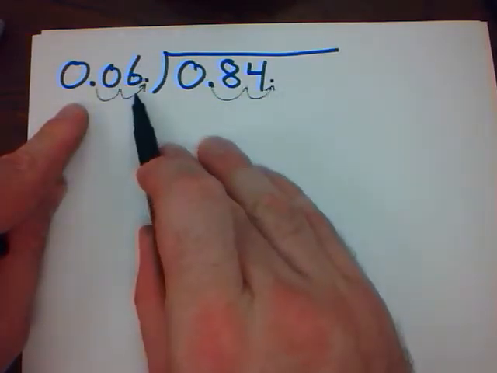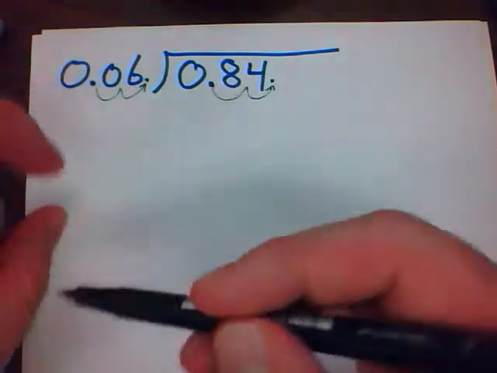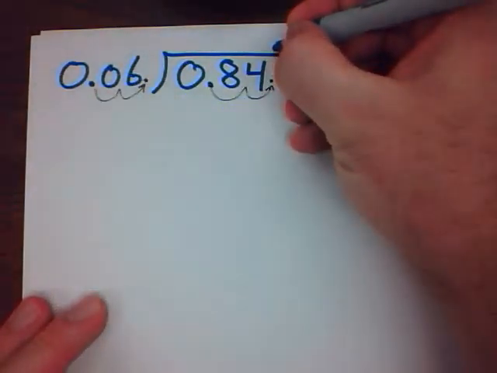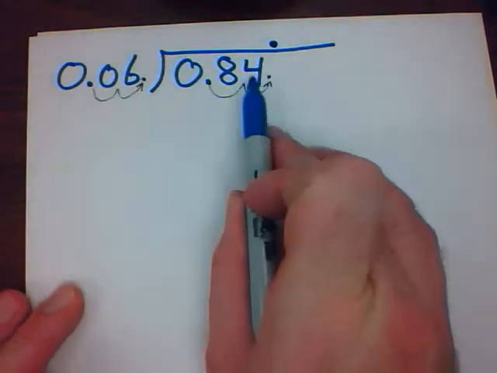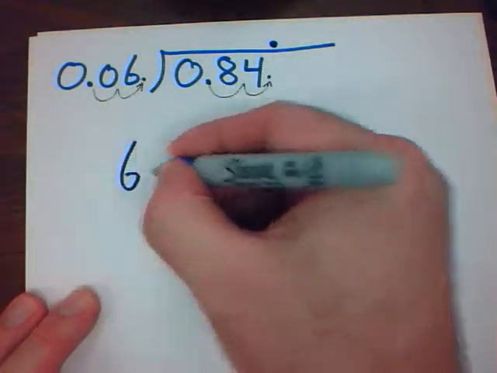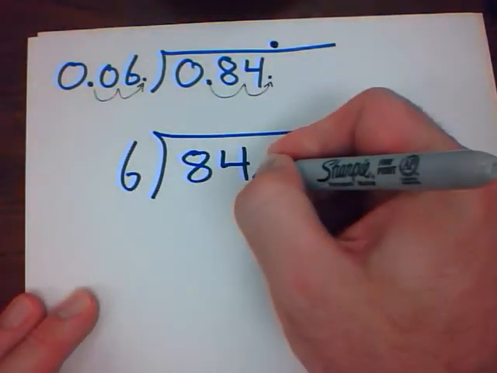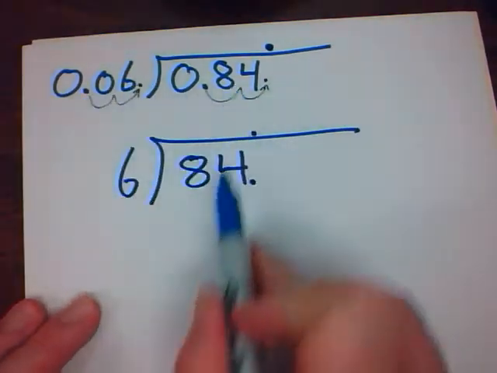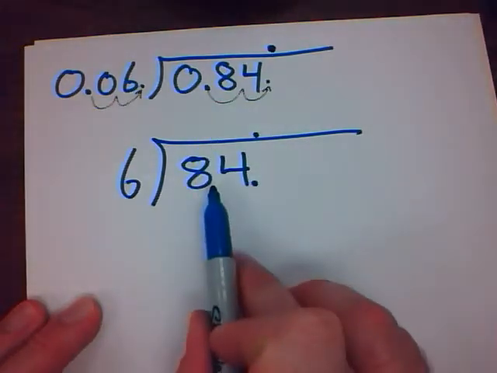I've moved it 2 spaces here. I'm going to move it 2 spaces here. No more, no less. Exactly the same. So, my new decimal has been moved, and it is now here. This question is now actually 6 into 84, and my decimal sitting here. That's what this question has become. It's important to note that difference.